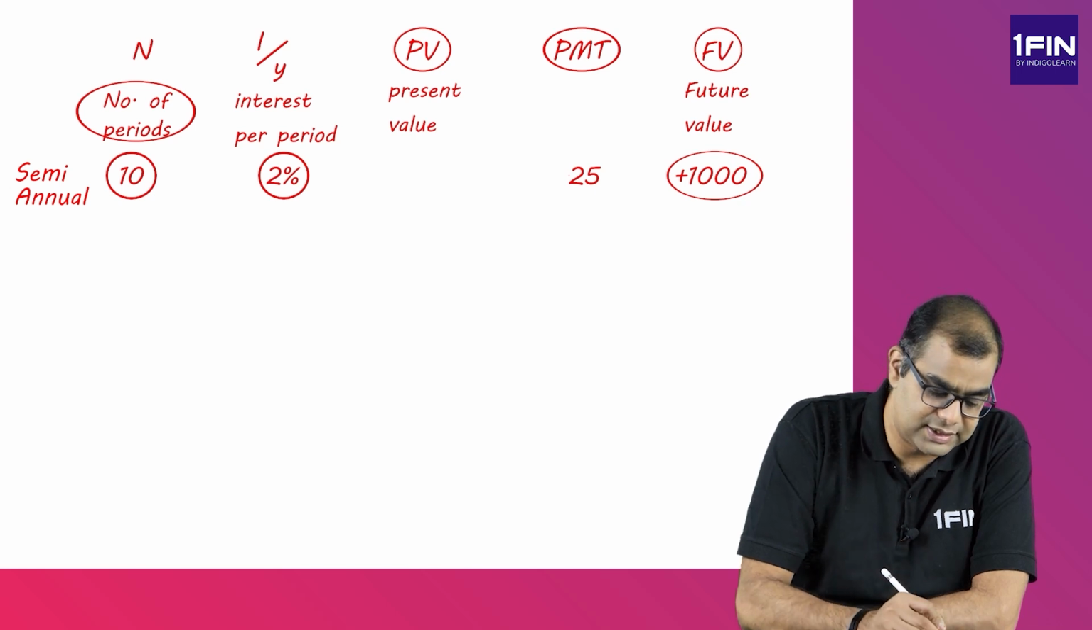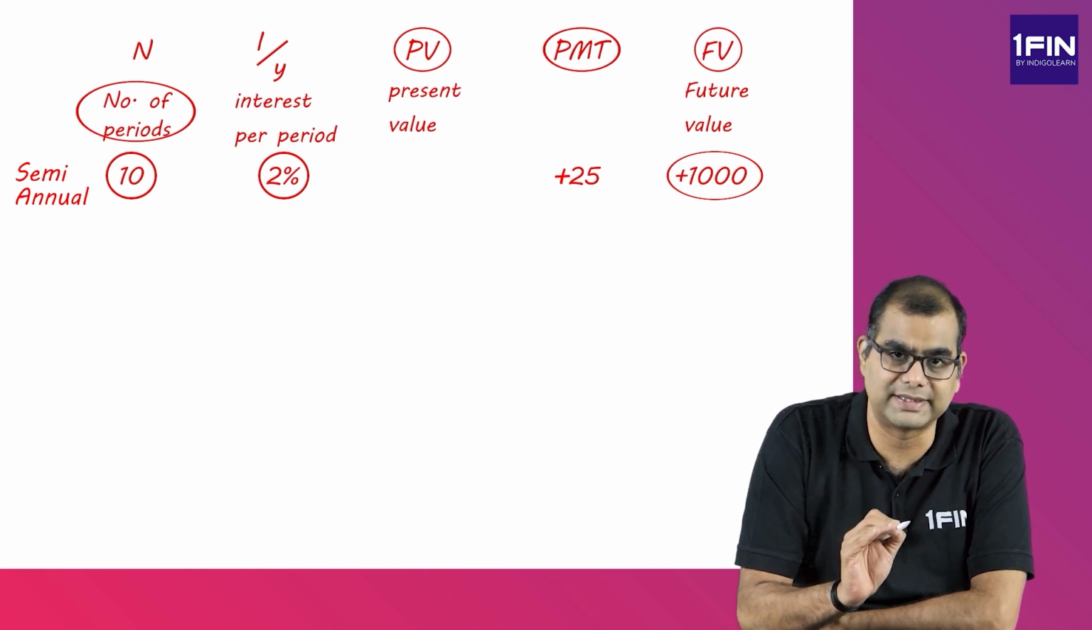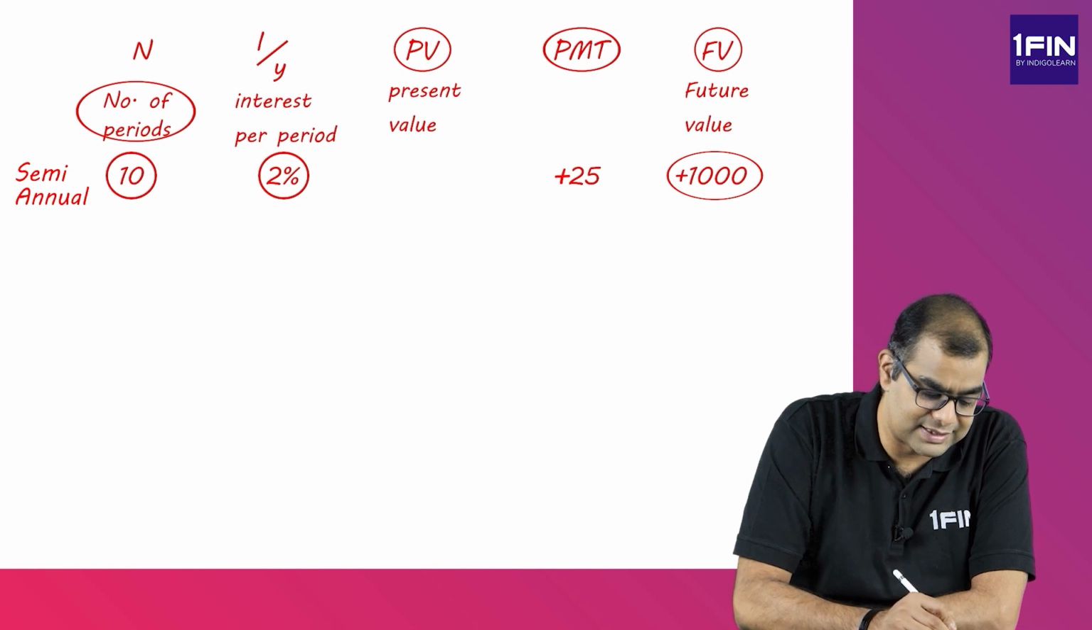And please note the signs here. Here I have given 25, I have not given any sign, so basically it is plus. For future values I have not given any sign, so it is basically plus. We have to now compute present value. So when you compute present value, you get the answer in minus.